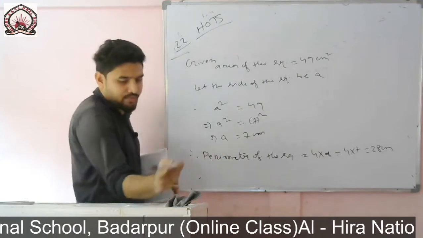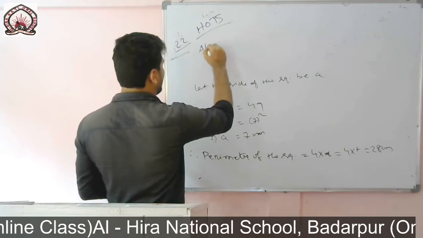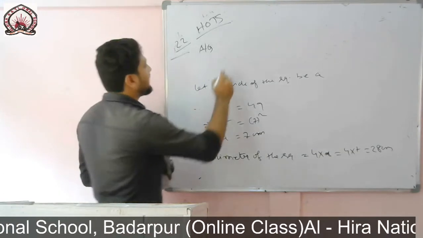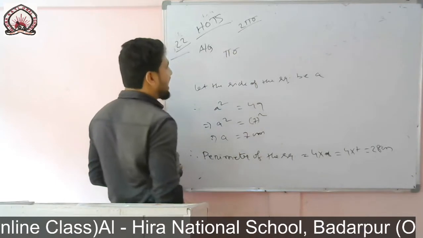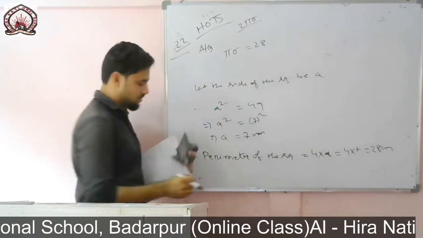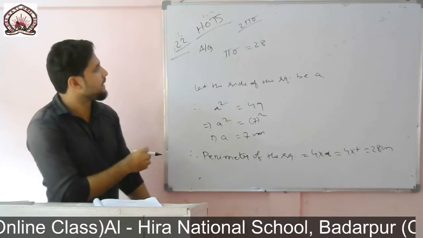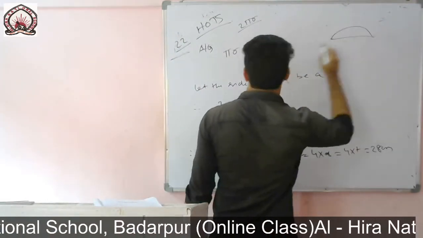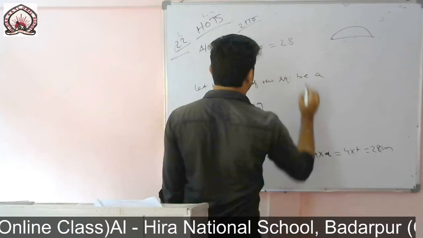And according to the question, I can write this will be equal to the semicircle. That means, if the full is 2 pi r, then the semicircle will be pi r, because half of 2 pi r equals 28. Okay, pi r plus the diameter, 2r, equals 28.